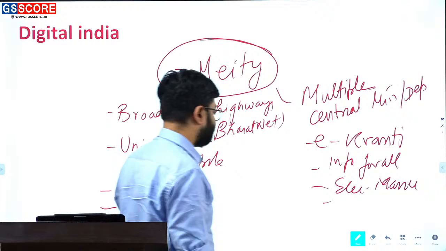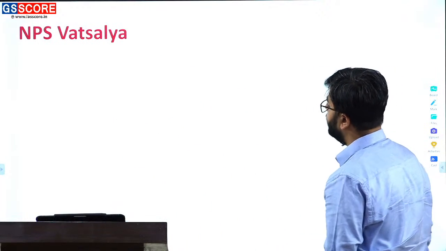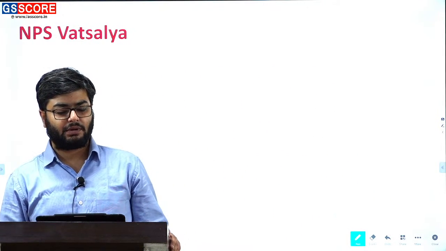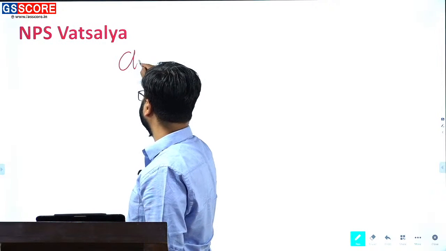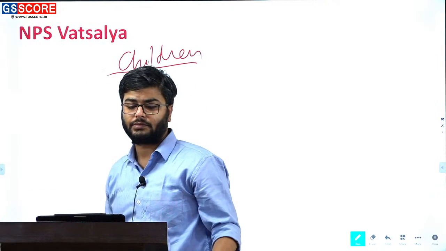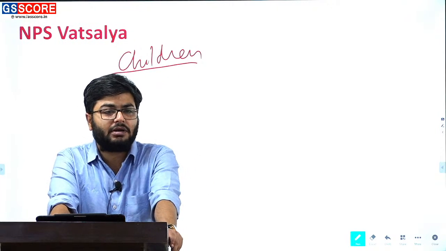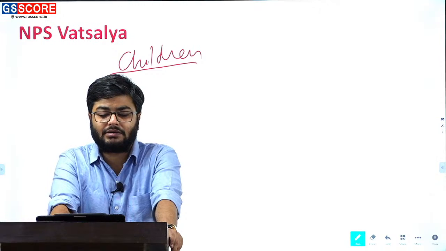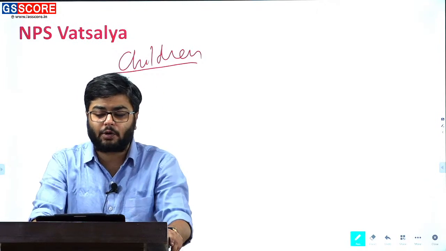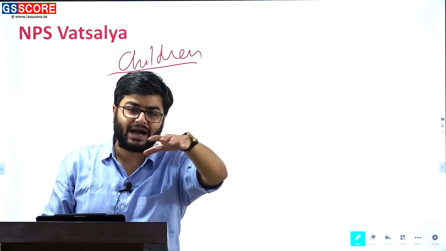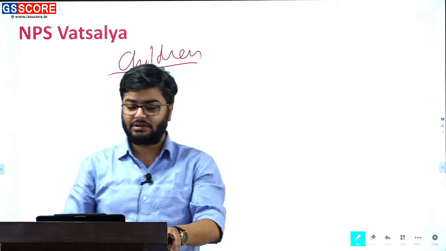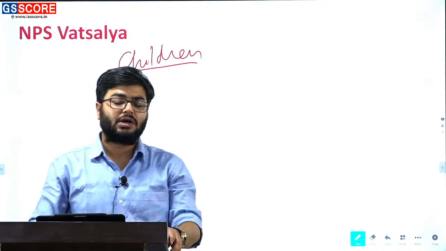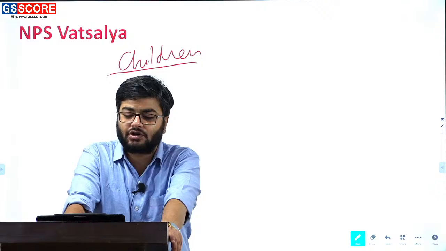Next is the NPS Vatsalya scheme. It is for children, to ensure their holistic development, protection and welfare. Therefore, it talks about child protection services under a single umbrella scheme. Whether it is the juvenile justice system or our obligations under the United Nations Convention on the Rights of the Child.